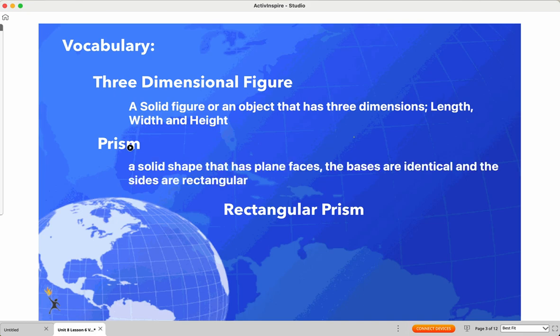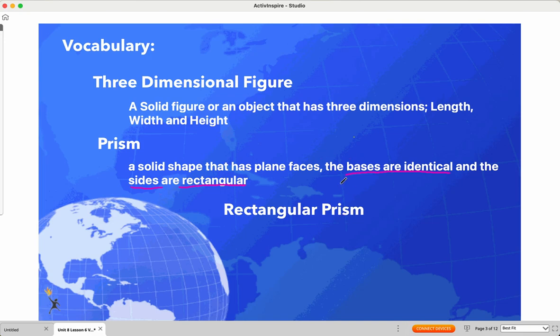A prism is a specific type of three-dimensional figure where it has plane faces, so flat faces, and the bases are identical and the sides are rectangular. So really the key to this is we have these 2 pieces, identical bases and rectangular sides. Those are really what we're looking for, and there are tons of different types of prisms. Every single type of base figure you can think of, from triangles to rectangles to squares to pentagons and octagons and dodecagons, can have a prism, but as long as they have 2 of the exact same bases and rectangular sides connecting those 2 bases, it is a prism.